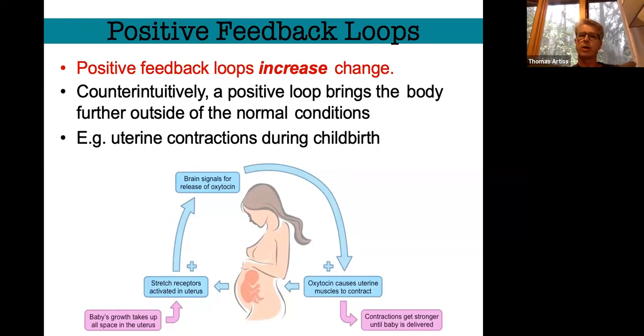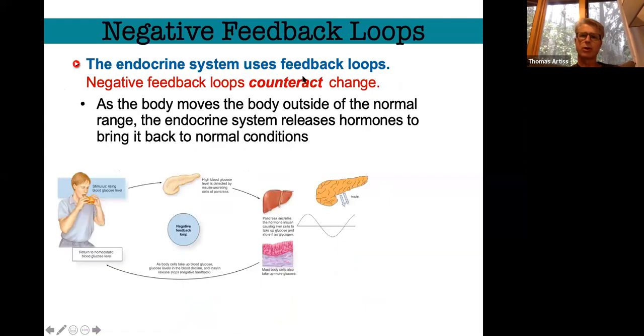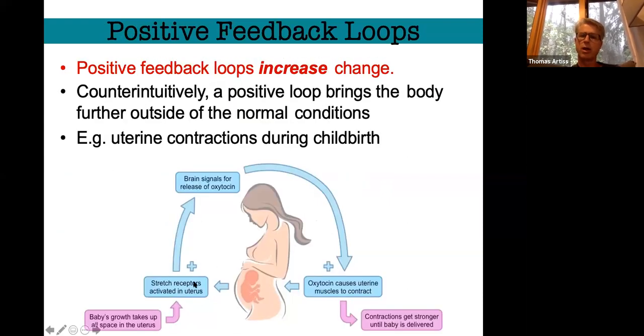The reason I'm not going to spend much time on this is because there's only a few instances of this, and it's probably better to think mostly about negative feedback when you think about our endocrine system. But here's a quick example of a positive feedback loop. If you imagine a woman who's about to give birth, at some point the baby gets large enough that stretch receptors in the uterus cause the body to release a hormone called oxytocin, and this may cause uterine muscles to contract. In other words, she's ready to give birth.